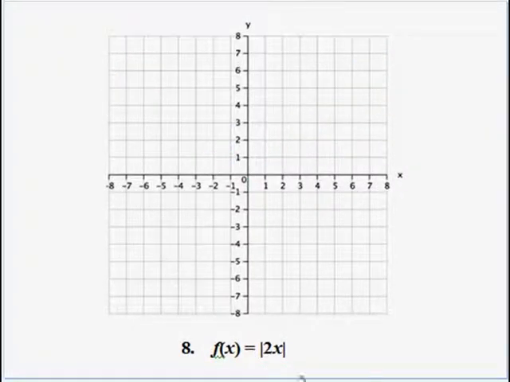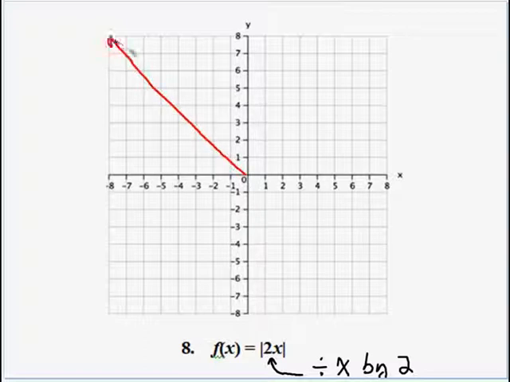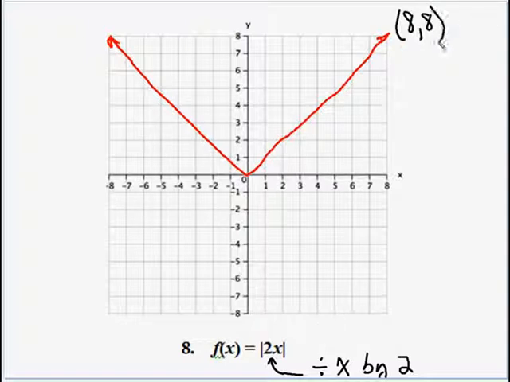Final problem. Now in here, we have a number in there in the absolute value bars with the x. So we're going to mess with our x values. And remember, we divide here. We're going to divide x values by 2. So again, I'll switch back to red. Here's the original parent graph. And now we're messing with our x values. We're going to divide our x values by 2.